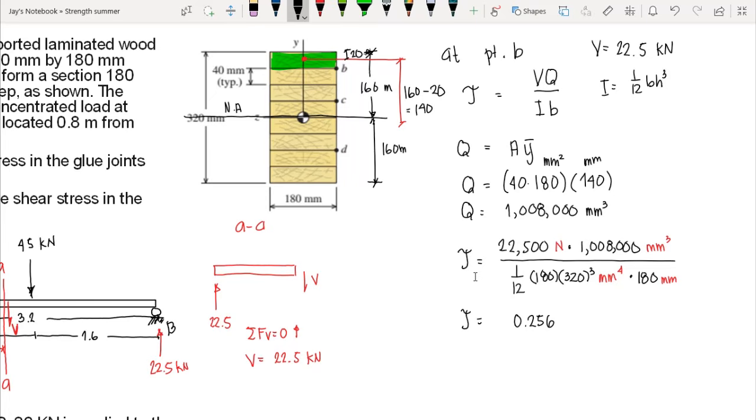Now the remaining unit is, since we can cancel this millimeter cube here and millimeter to the fourth, the remaining would be in the first, since we can cancel out 3. So therefore we have unit that is in Newton over millimeter squared, since millimeter times millimeter gives us millimeter squared. So therefore we have the answer, that is 0.256, that is in megapascal. This is the shear stress at point B, at this point.